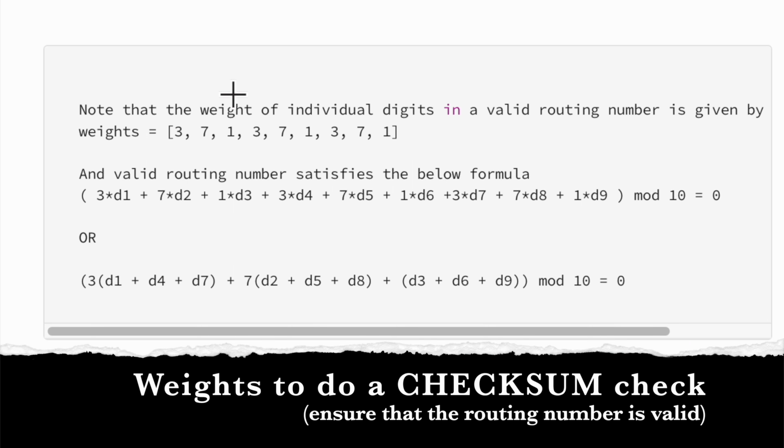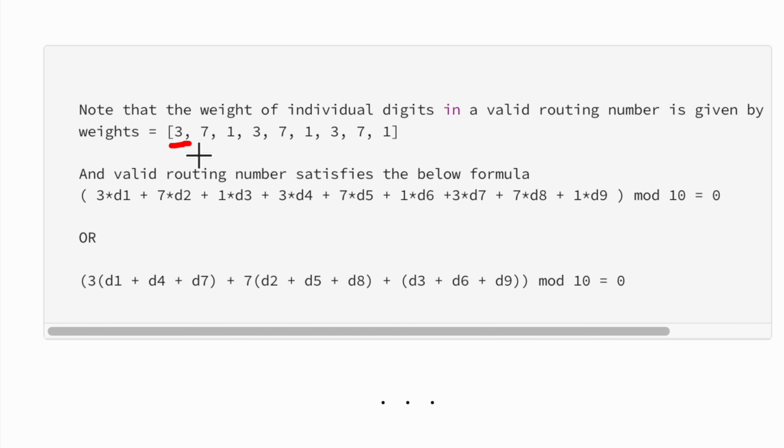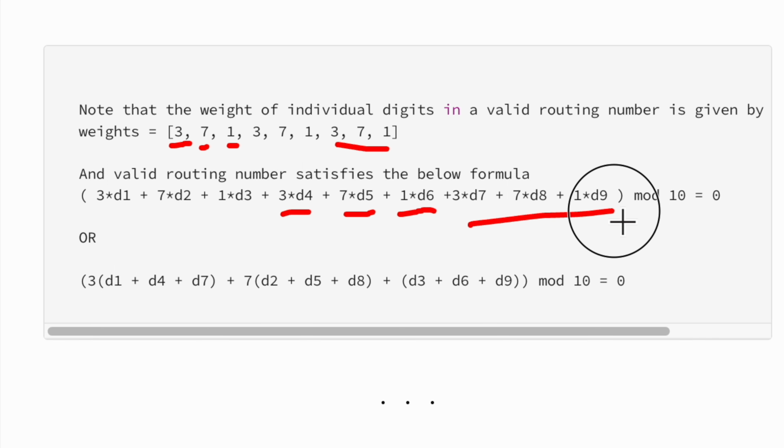So there are 9 digits, and each digit of a routing number has a specific weight, and it's very easy to remember. The weight is 371, 371, 371. So digit 1 has a weight of 3, which means you multiply the first digit by 3, the second digit by 7, the third by 1, again 371, so the fourth by 3, the fifth by 7, the sixth by 1, and again 371. So that multiplication will go one more time.